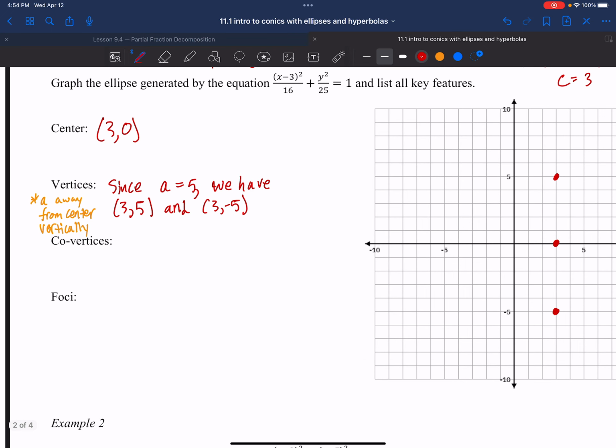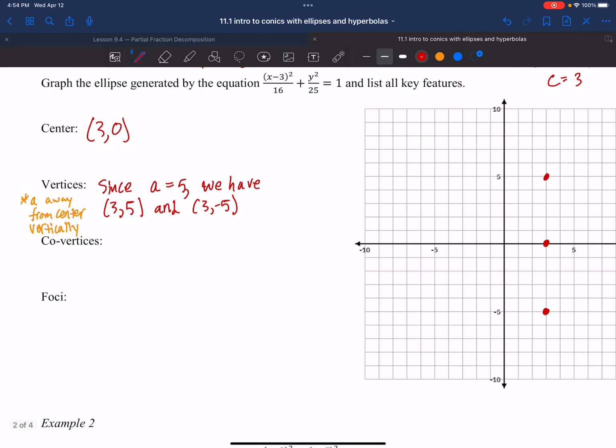Those are my vertices. My co-vertices, right? Well, since B equals 4, we're going to add and subtract 4 from the X value of the center.